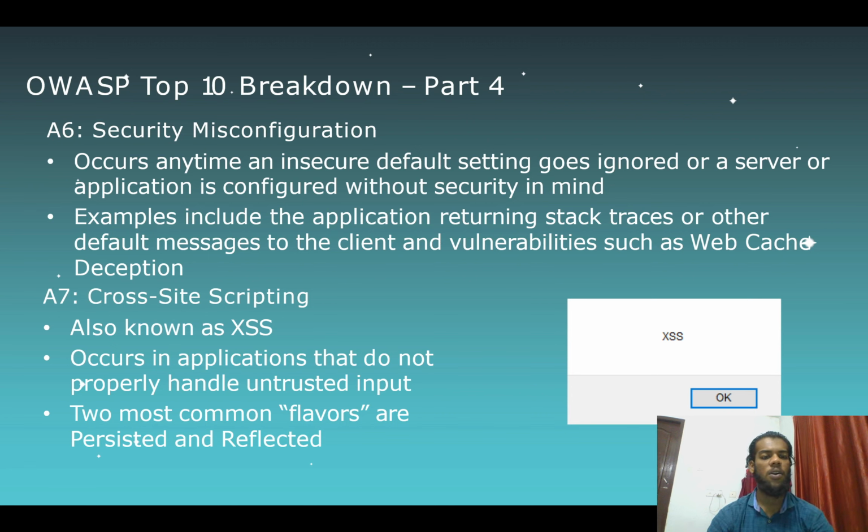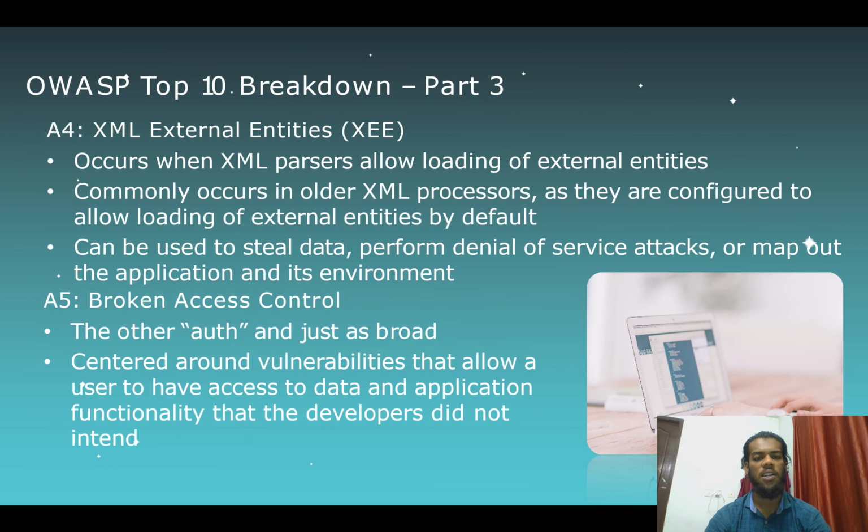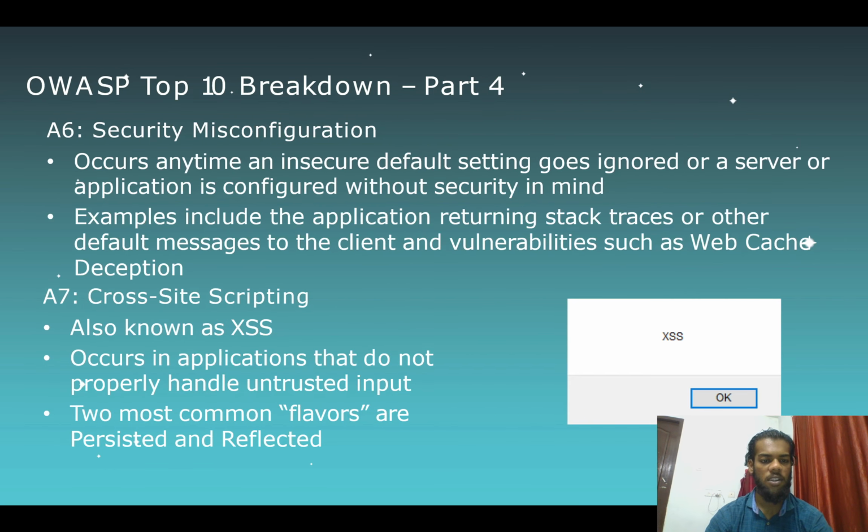A7 is cross-site scripting, also known as XSS. We saw XXE as XML external entities. Here we see cross-site scripting, which we call XSS. It occurs in applications that do not properly handle untrusted input. The two most common flavors are persisted and reflected.